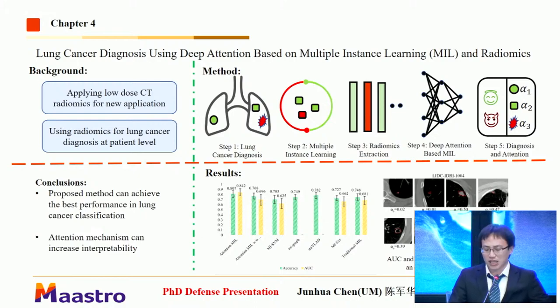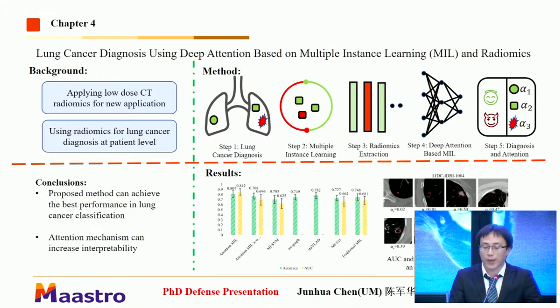As shown in the method section, lung cancer classification is regarded as a multiple instance learning problem here. In multiple instance binary classification, a bag will be labeled negative if all instances in it are negative. In our case, it means all nodes in the person are benign. On the other hand, a bag is labeled positive if there is at least one positive instance in it. In our application, it means at least one node in this patient is malignant.